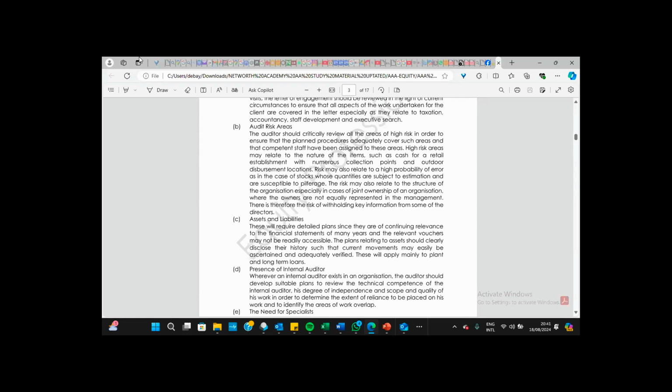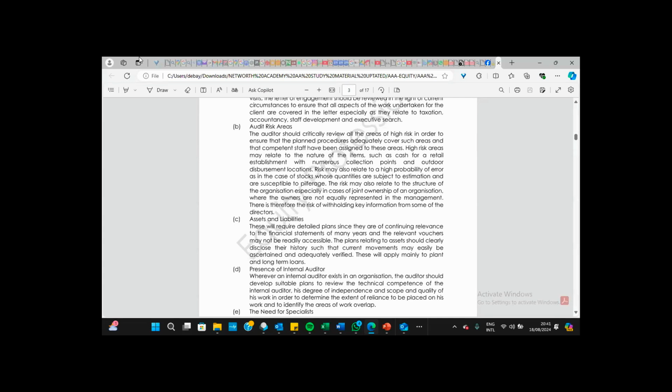So you just advise the client that you will perform the role of internal auditors and set aside the existing internal audit department. And that means that they will charge an additional audit fee in that regard.